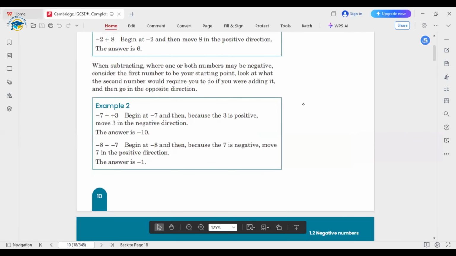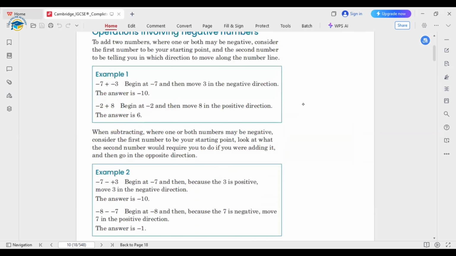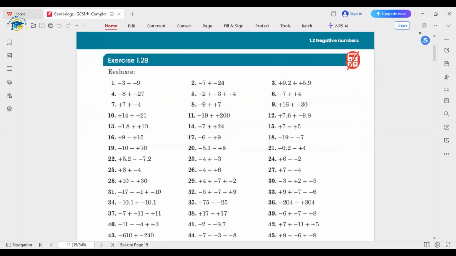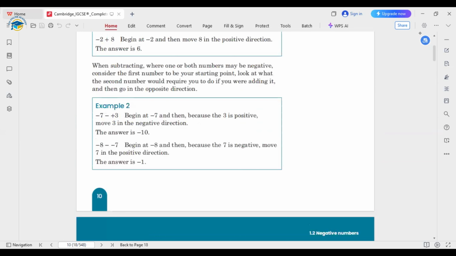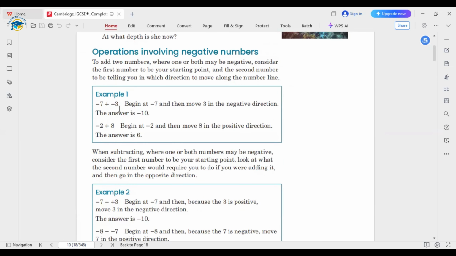Next, we need to apply some operations that involve negative numbers. These are almost similar operations. We need to check which sign we are going to use according to the mathematical operations, and when we are going to add or when we are going to subtract. Fine. So here they gave some examples as well. You can check, these are some examples about negative numbers.